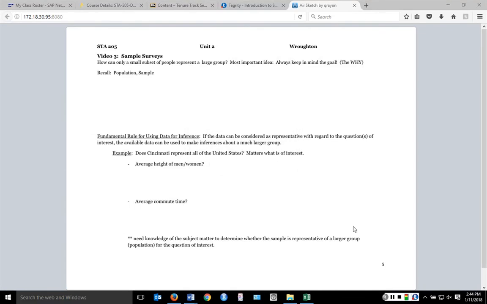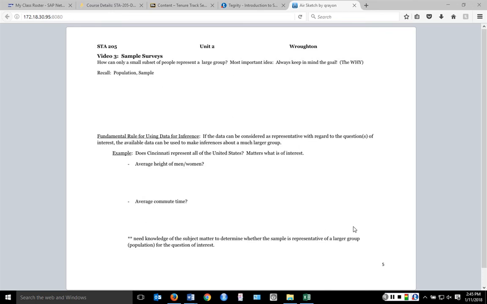Alright, so now we're going to talk a little about how samples really can be representative of larger groups. One concern that a lot of people have when they think about statistics is that they didn't sample a lot of people. So we want to talk about how we can actually make sure that a small subset of people can represent a larger group. And the most important thing to keep in mind when doing this is the goal. So why are we going out to collect the data? And we'll talk more about why that's very important to us here shortly.